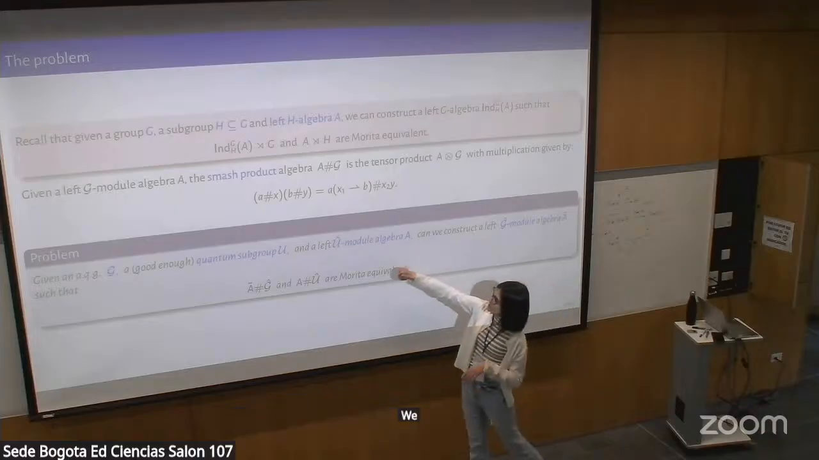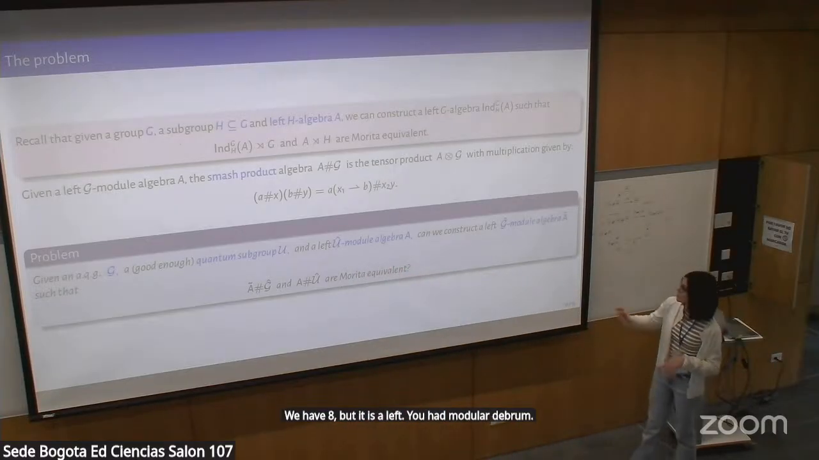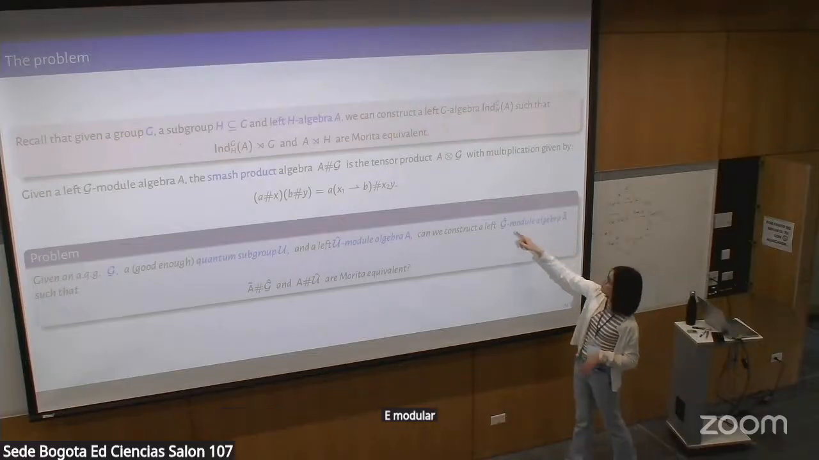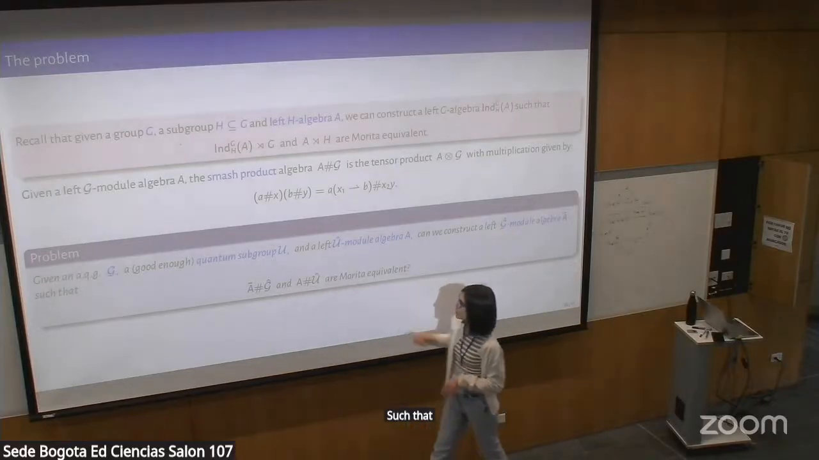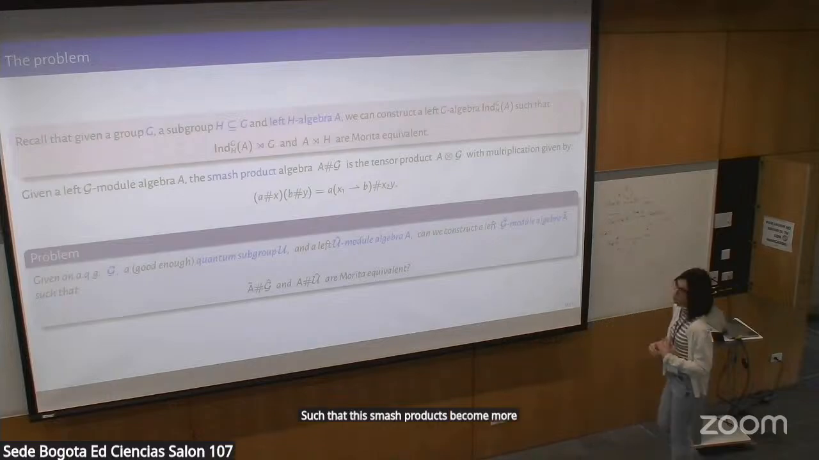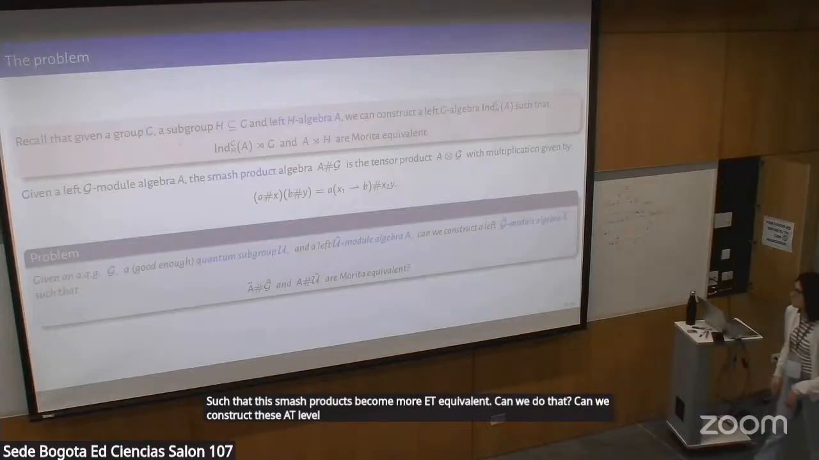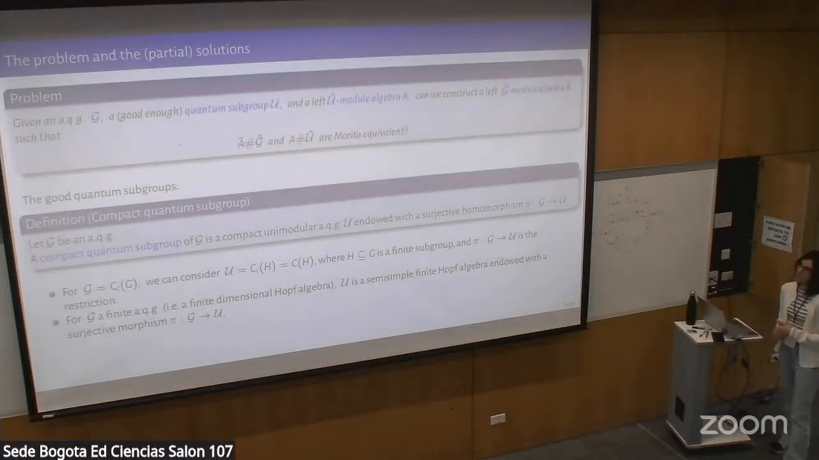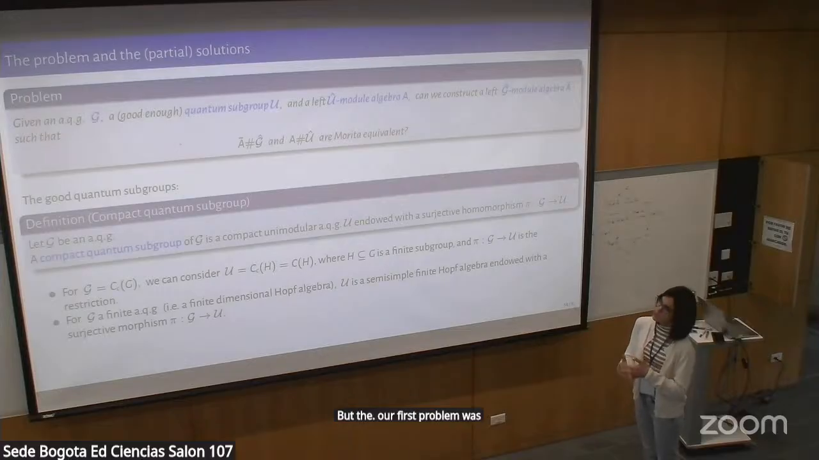We have A, but it is a left U hat module algebra, and we want to construct a module algebra A tilde, which is a module algebra over G dual, such that these smash products become Morita equivalent. Can we do that? Can we construct this A tilde? Well, we hope so. But our first problem was to identify the good quantum subgroups.